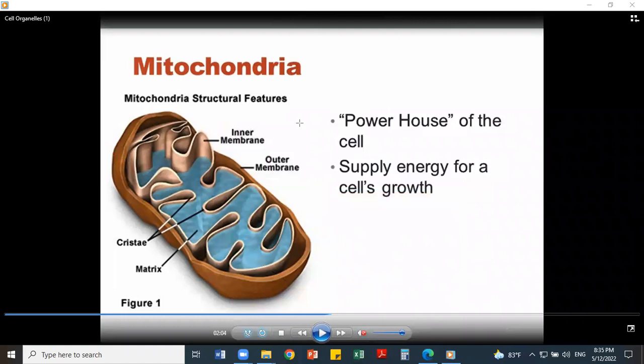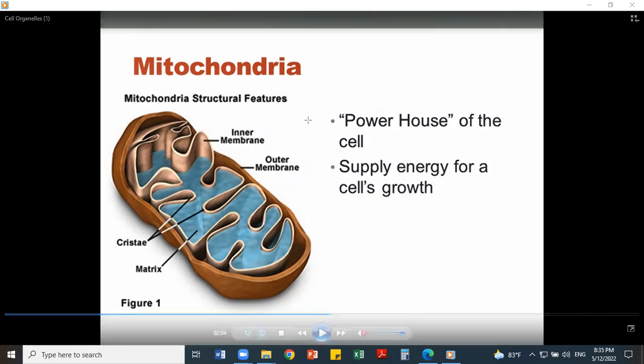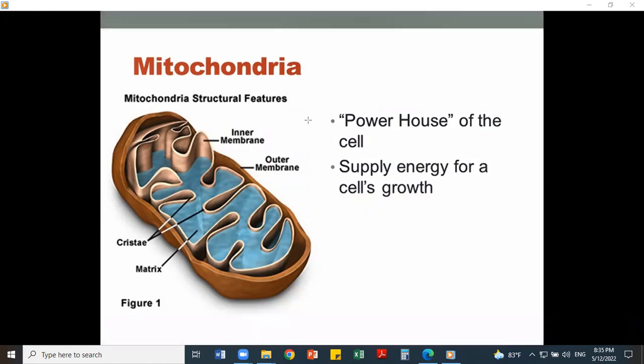So in the exam, they can give these diagrams separately, not inside the cell. They can give these structures or the diagram separately and ask what it is and to write down the main function.